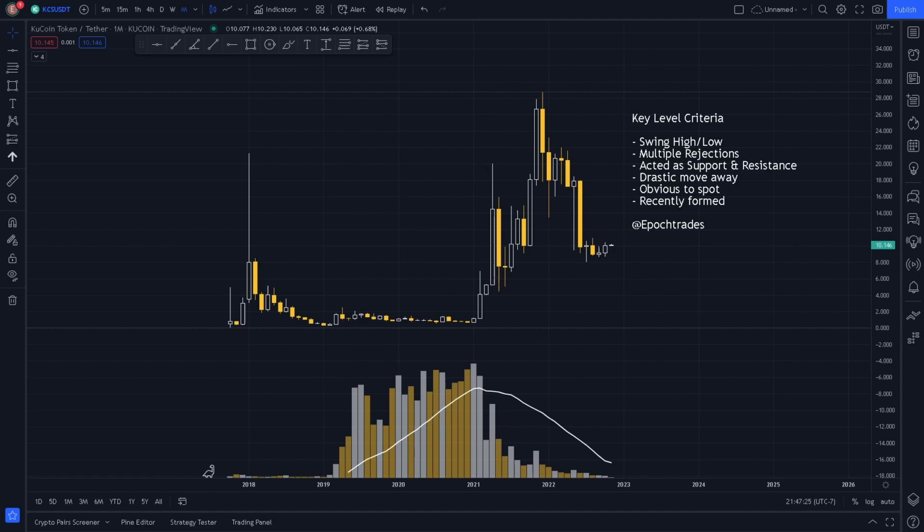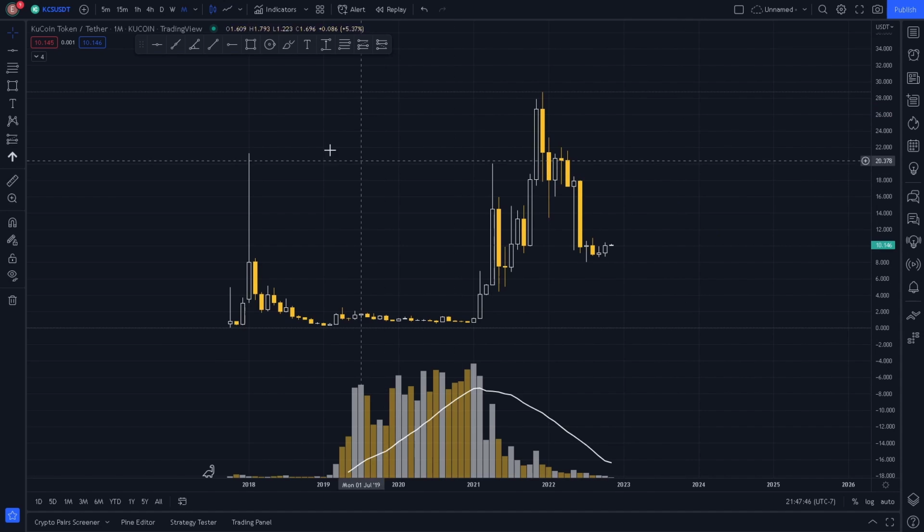Today we're going to be covering key levels on the monthly and weekly time frame for Kucoin token. As always, our key level criteria: we look for swing highs and swing lows, multiple rejections, acted as support and resistance, drastic moves away, obvious to spot, and recently formed. So let's go ahead, hop right in.